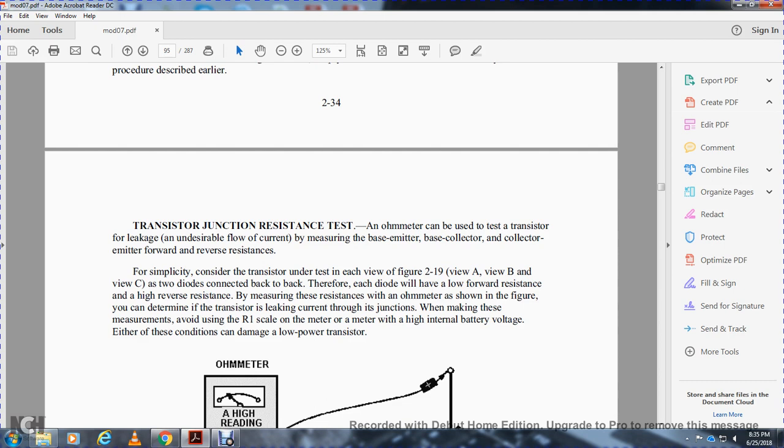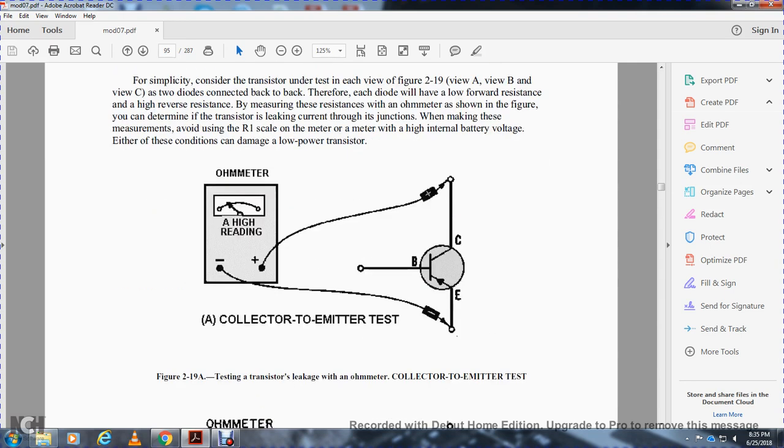When making these measurements, avoid the R x 1 scale on the meter and the high internal battery voltage. Either of these conditions can damage the low power transistor.